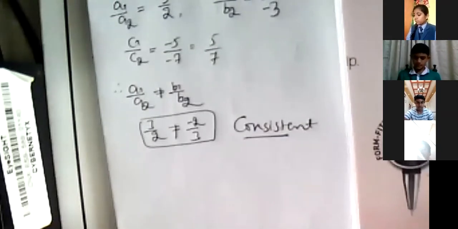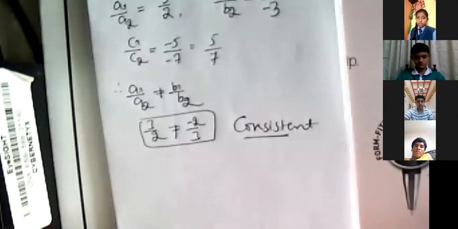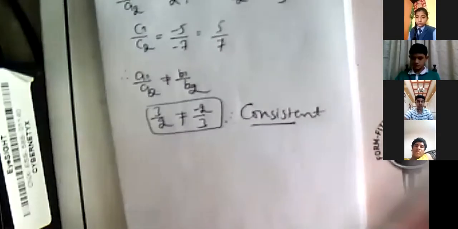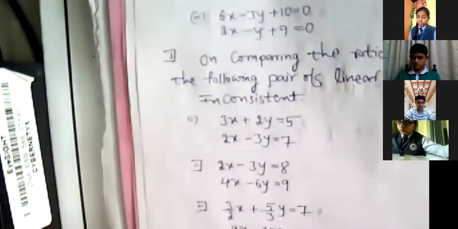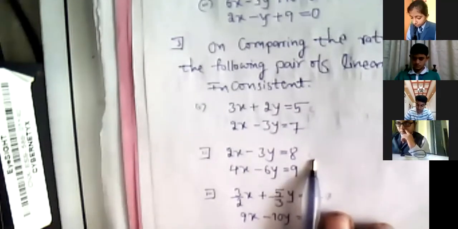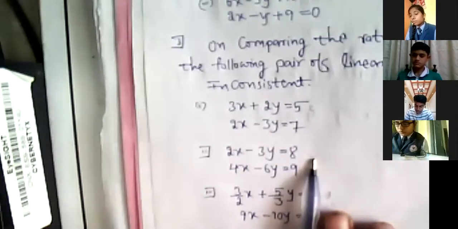Better you check it for the other 2 conditions too. Check the inconsistent condition, and next the coincident condition as well. Those 2 conditions fail, but these 2 equations are consistent. Finally write the conclusion: consistent. Finished. Second one I will give. Another 4 problems are there. Solve fast. Second one, write it: 2x minus 3y is equal to 8.